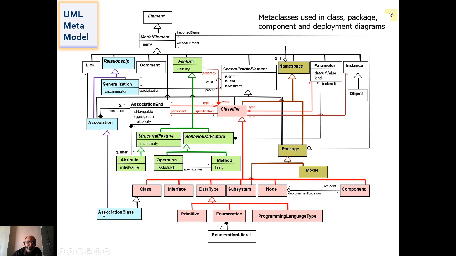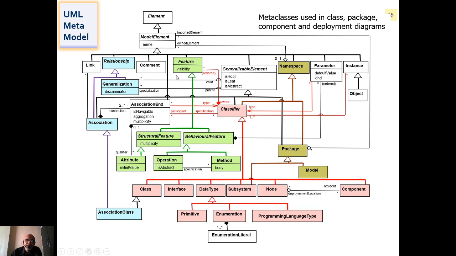Association classes: where there is a commonality between two classes, it can be referred to with the association class. And association by default is bidirectional. You can have association ends. You can indicate multiplicities, one to one, one to many, many to many. And link, relationship, comment, feature, generalizable element are all elements of model element. A model element is imported from element. This is how you can understand the UML meta model simply.